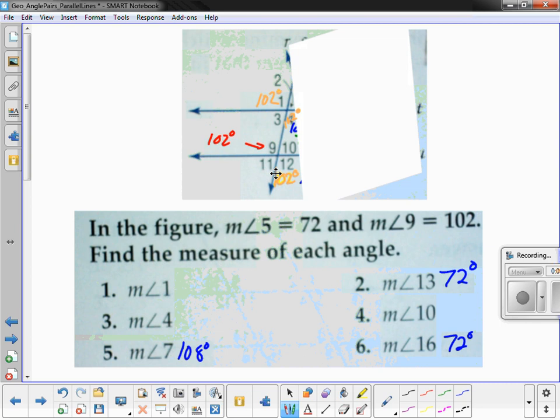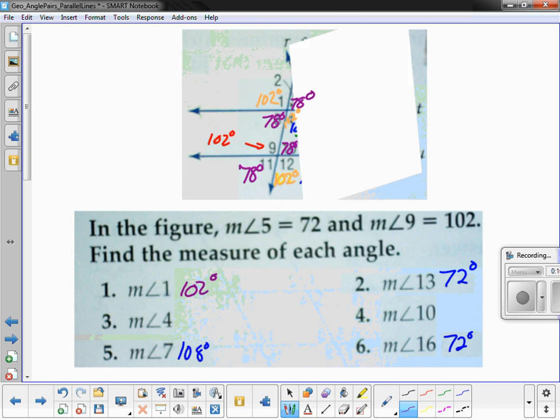Now I can figure out the other angles that I'm missing there. 9 is 102, and what gets me to 180? That'd have to be a 78-degree angle, which means 10 is a 78-degree angle, which means 3 is a 78-degree angle, which means 2 is a 78-degree angle. Now that I've got all those angles figured out, I can figure out what they want. They want the measure of angle 1. 1 is 102.